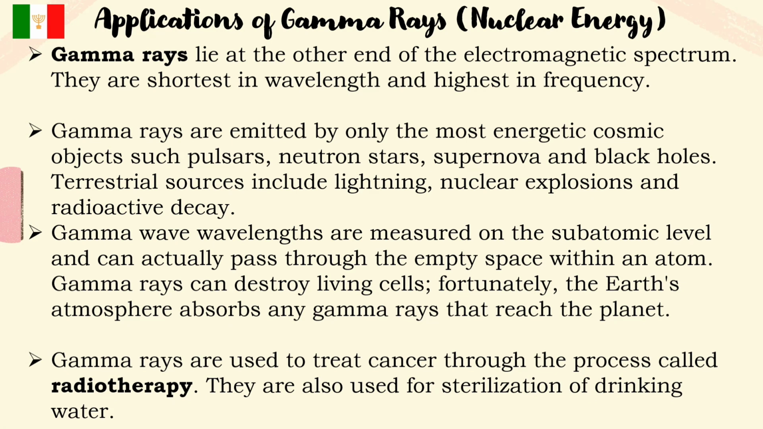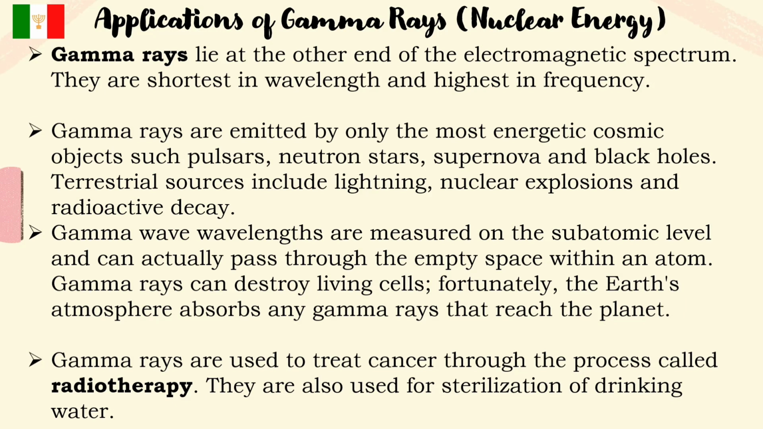The last one is the applications of gamma rays or nuclear energy. Gamma rays lie at the other end of the electromagnetic spectrum. They are shortest in wavelength and highest in frequency. Gamma rays are emitted by only the most energetic cosmic objects such as pulsars, neutron stars, supernovae, and black holes. Terrestrial sources include lightning, nuclear explosions, and radioactive decay.